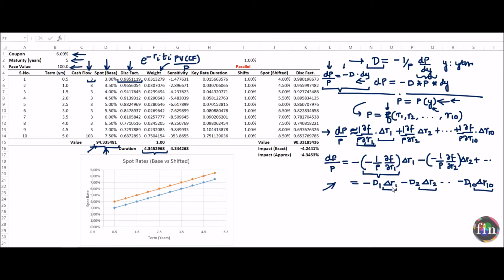Now let's do this. As I said before, let's use the same shifts for all these individual key rates. That means let's replace all these with the same delta R. So when I do this, what do I get? I get something like this. It's minus D1 plus D2 all the way till D10, that times delta R. It's telling me that if I were to sum all the key rate durations arrived at, let's say, using these formulas, then what I get should be very close to this regular duration.